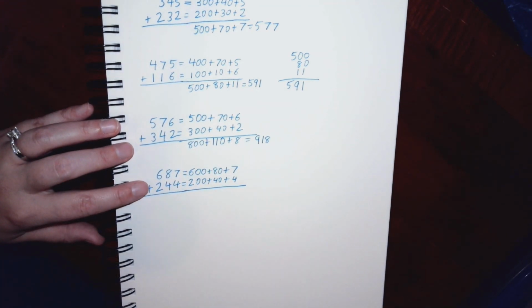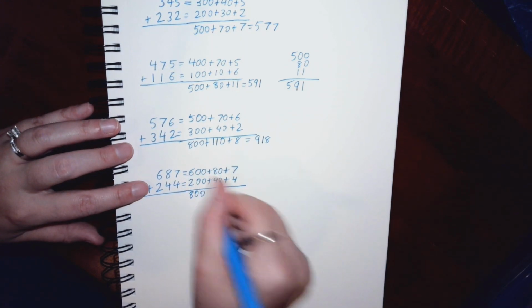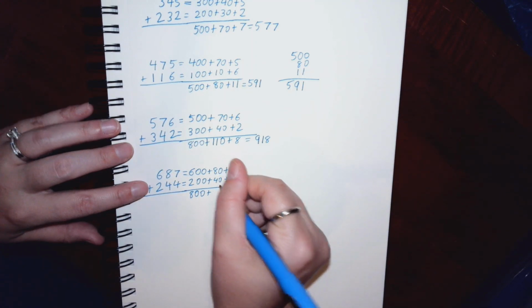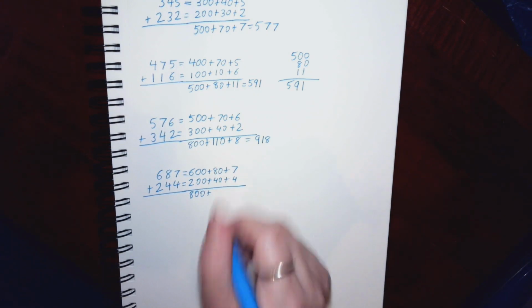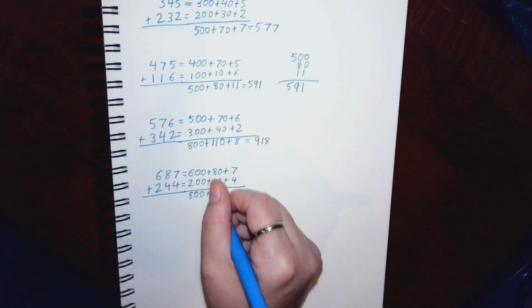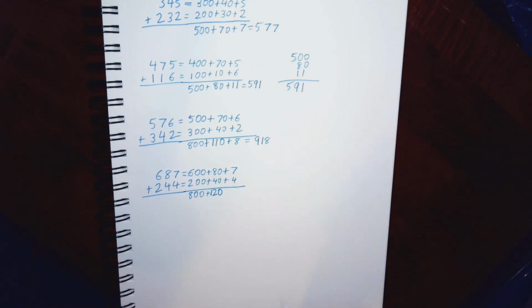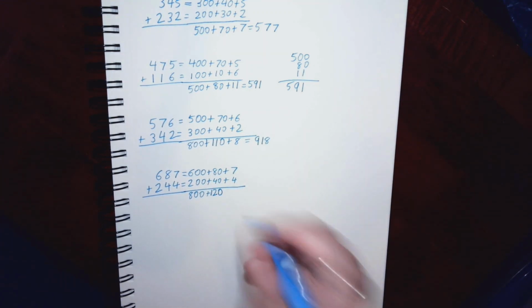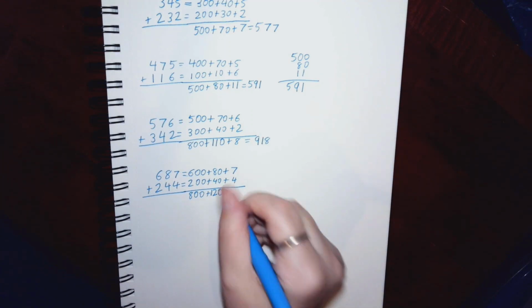Okay, let's add it up now. 600 and 200 makes 800. 80 and 40. Let's skip. I'm not really sure about the 80 and 40 part. Okay, we'll look at it this way. 8 tens and 4 tens would give me 12 tens, but I'm looking at it as 80 and 40, so 80 plus 40 is going to give me 120. Okay? Plus 7 and 4. Well, we talked about 7 and 4 in the last one. 7 and 4 makes 11.